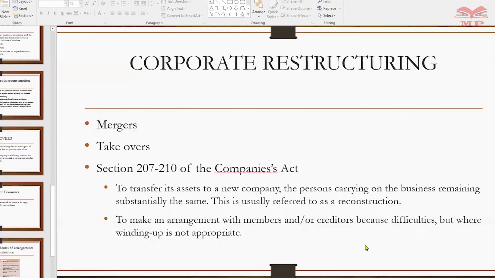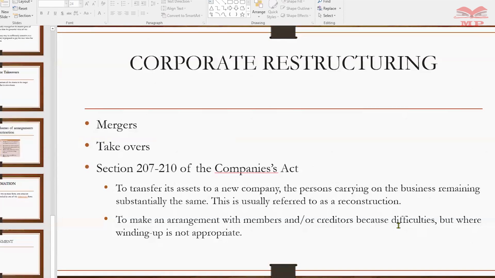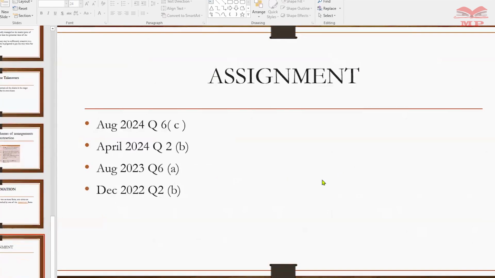And the takeovers, how they are done, as well as what we have talked about, the mergers, statutory consolidation. Basically, it means changing the face of the company from what it was to what it will be in the future, once the court allows such an arrangement or a scheme to be done. And with that, we will have covered corporate restructuring.